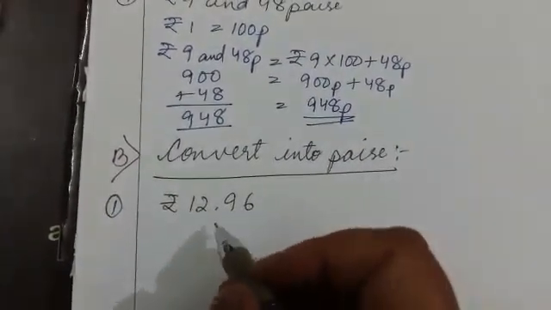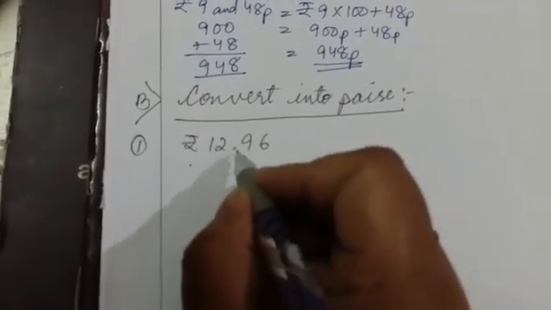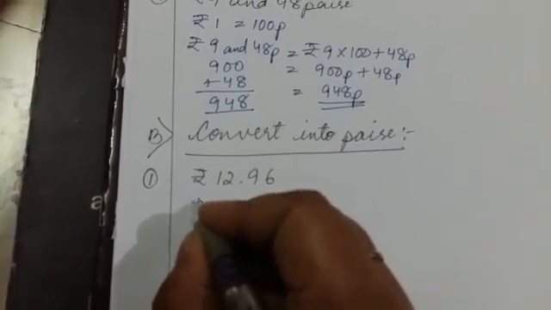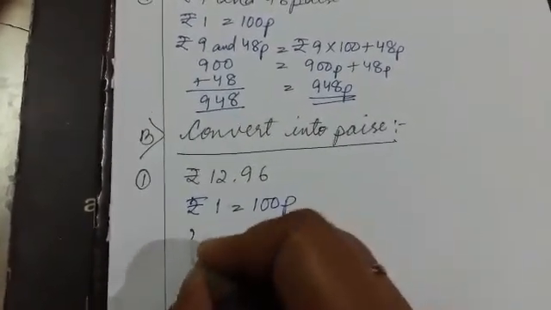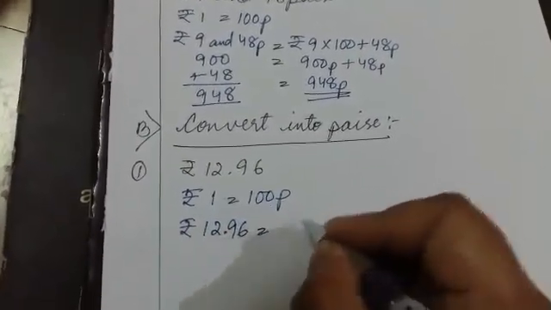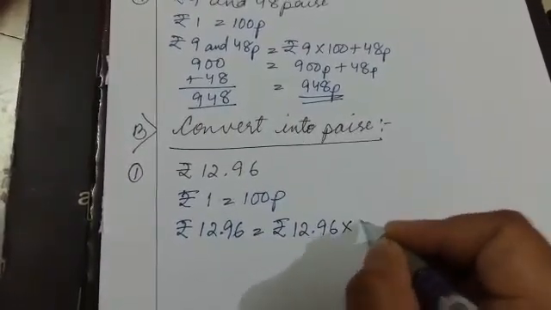Now rupees is given and you have to convert it into paise. So what we have to do? Here it is different from here because here the dot is used. So this also same way we have to do. Rupees 1 is equal to 100 paise. So here we will write rupees 12.96. So you will multiply 12.96 into 100.